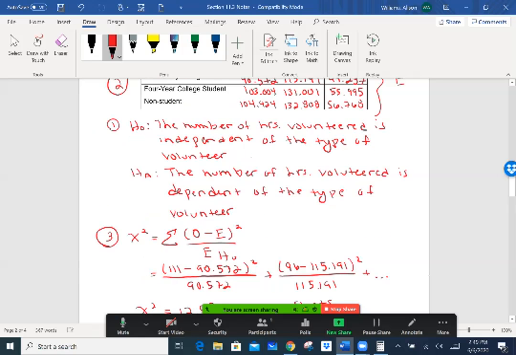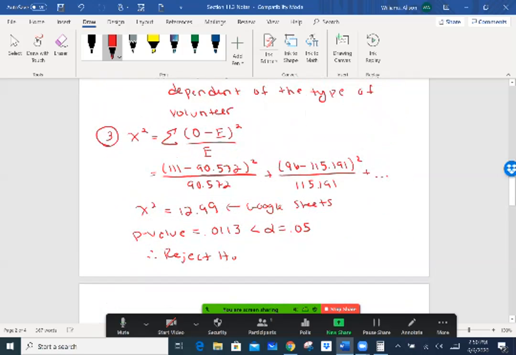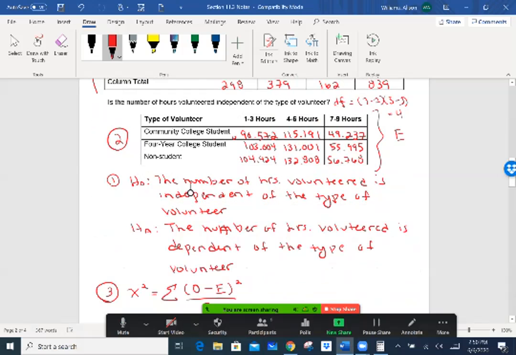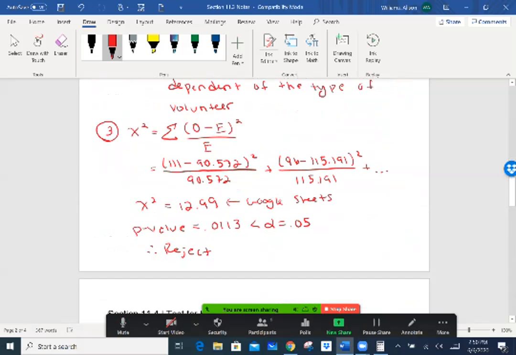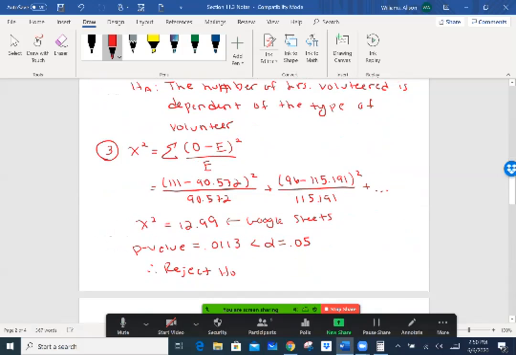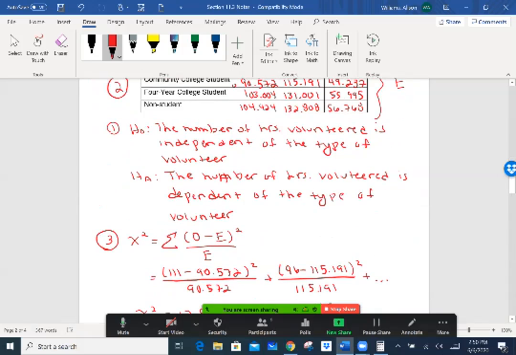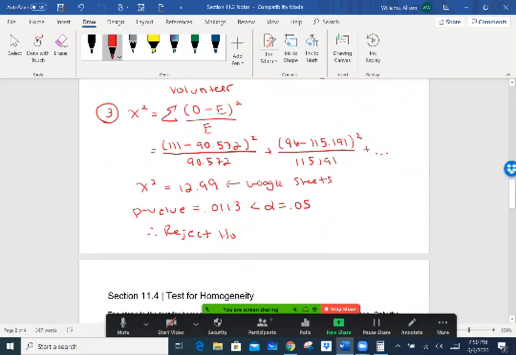So what does that mean in this problem, to reject the null? Sorry, that was floating in the middle of the screen. Okay, so reject the null. And that means that we are saying that they are not independent, but they are in fact dependent, okay? Meaning that, yes, the type of volunteer does affect the number of hours, so they're dependent of each other. So for right now, I'm going to go ahead and state dependent, though you should write a sentence saying that the number of hours volunteered is dependent on the type of volunteer.